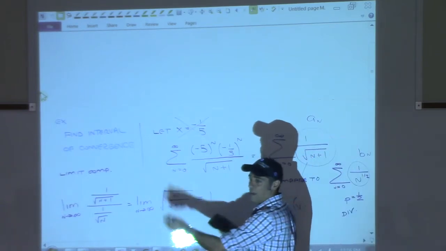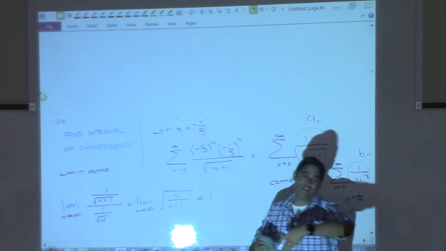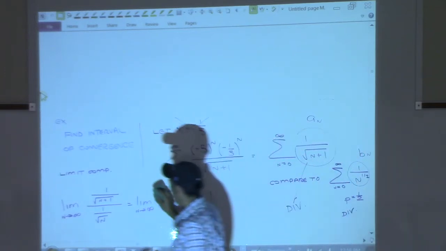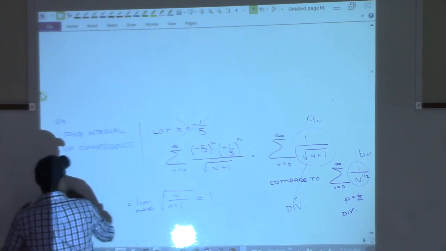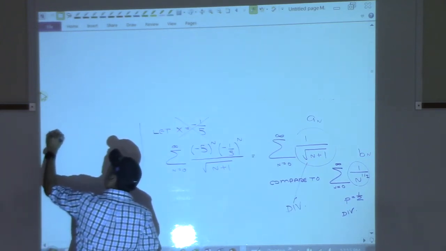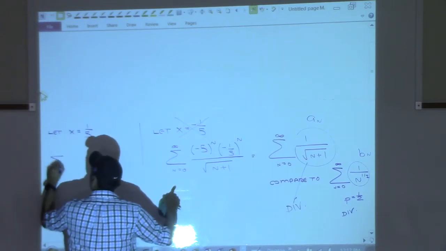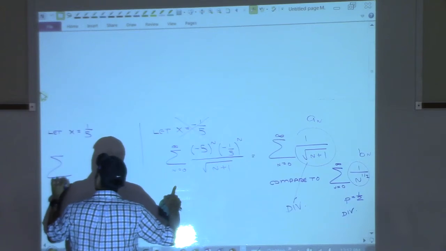Okay, now we need to do the same thing, but now we need to let x be the other endpoint, which was 1/5. So let x be 1/5. These are actually really fun, aren't they? Yeah.